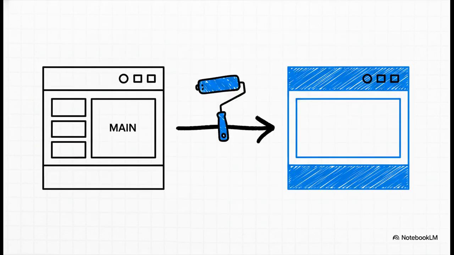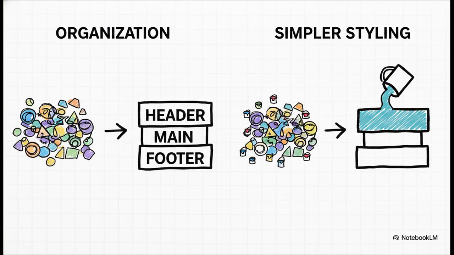And here is the payoff. With just one style rule for the header and one for the footer, we've totally changed the look of both sections. Just imagine trying to add a background color to every single link and title individually. What a headache! That is exactly what these containers help us avoid. So really, it all boils down to two huge benefits. First, these tags keep your code organized and meaningful, which is great for you and for web browsers. And second, they make styling your page with CSS so much easier and more powerful.